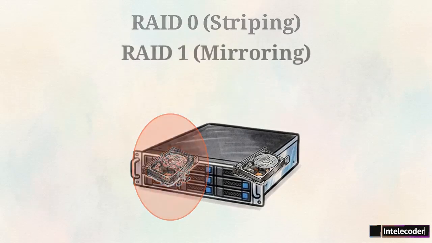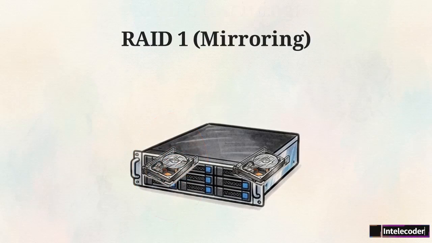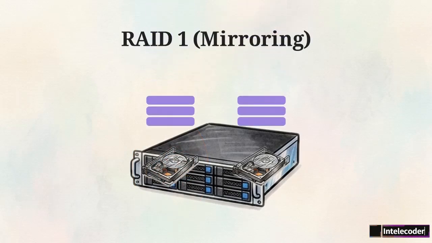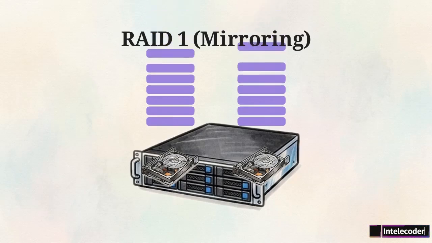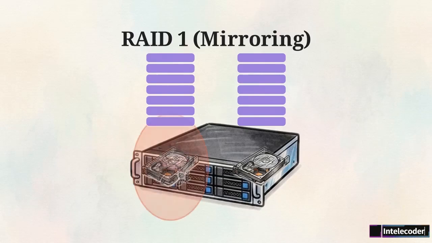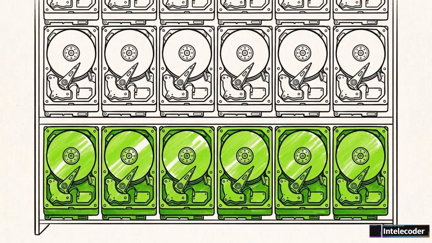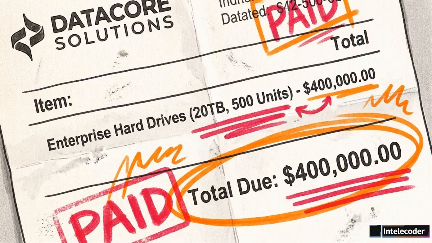The exact opposite approach is RAID 1, known as mirroring. Here, the system writes identical, full copies of your data to both drives at the exact same time. This provides total redundancy. If a drive dies, the other one doesn't skip a beat. Your system stays online with 0 data loss and instant recovery. The cost here is a strict 50% capacity tax. If you buy 2 4-terabyte drives, you only get 4 terabytes of usable space. You are paying double for your storage.